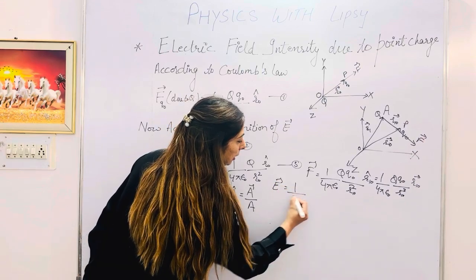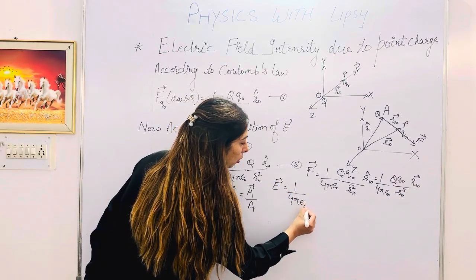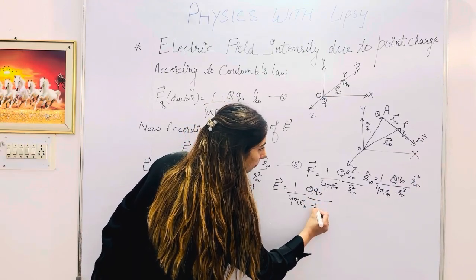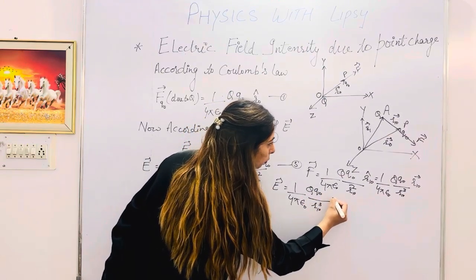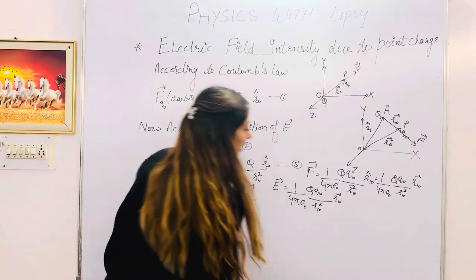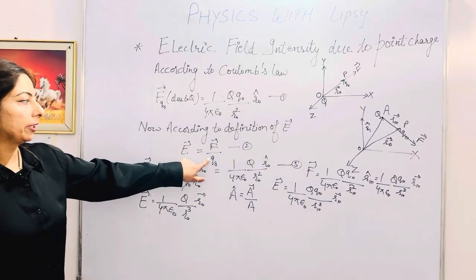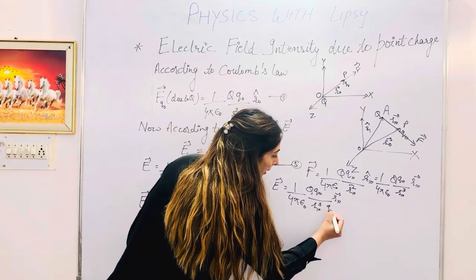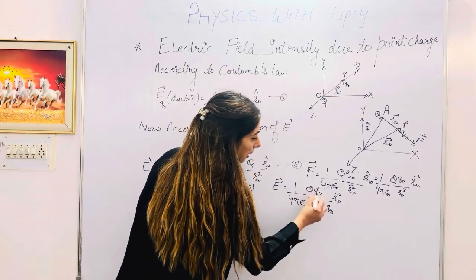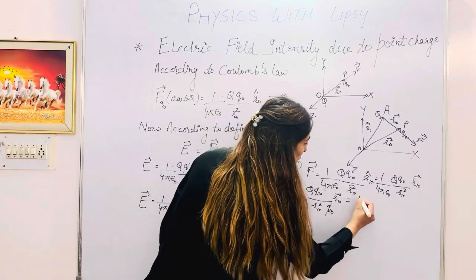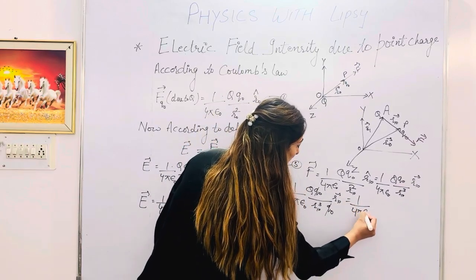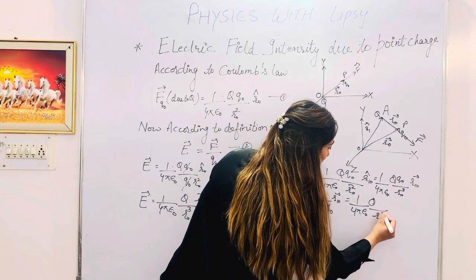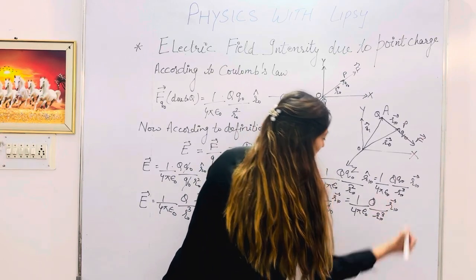When we put this value of force in the electric field, we will get 1/4 pi epsilon naught, q naught, r1 naught cube, and the r1 naught vector, because electric field is force divided by q. So we have this force divided by q. When we divide it by q naught, it will cancel, and we will get the electric field as 1/4 pi epsilon naught, q upon r1 naught cube, times the r1 naught vector.